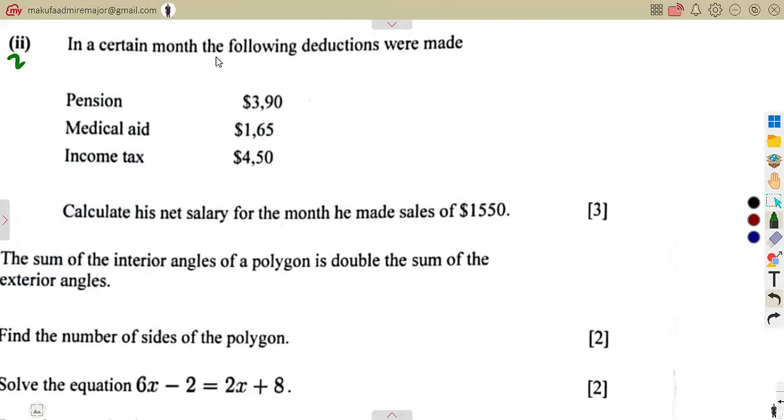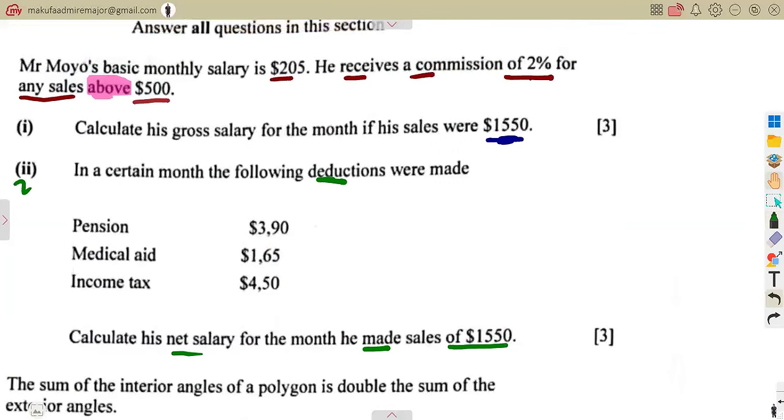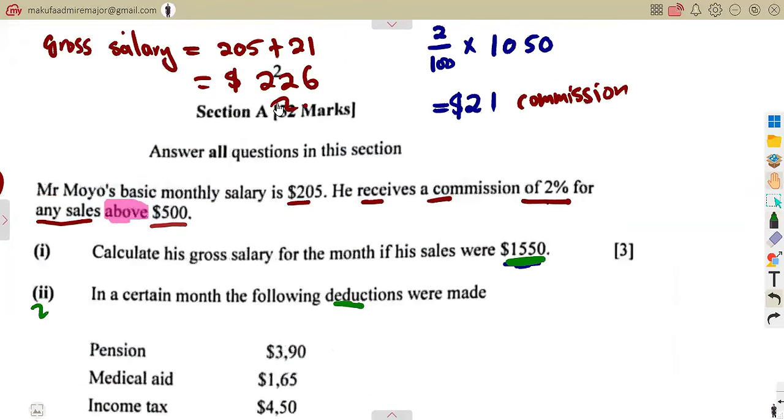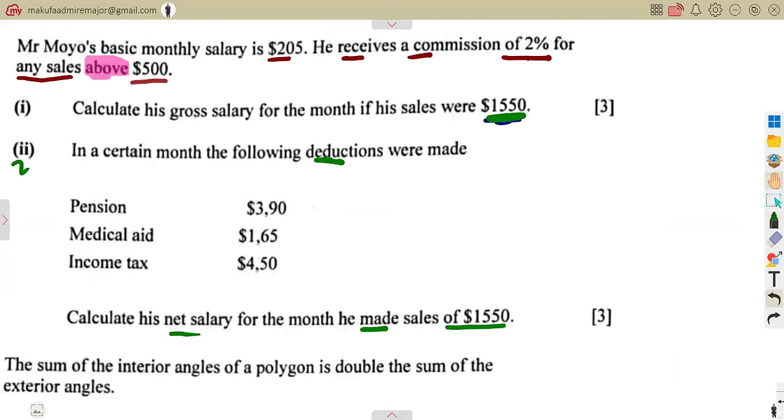Item 2. In a certain month, the following deductions were made. Okay, this is the guy who is working. Then they remove the pension, medical aid, the income tax. Calculate his net salary. The net salary is after deductions. But they are saying for the month, he made sales of 1,550. If you check, this is the month when he made the sales of 1,550. His gross salary was 226, the one that we calculated.